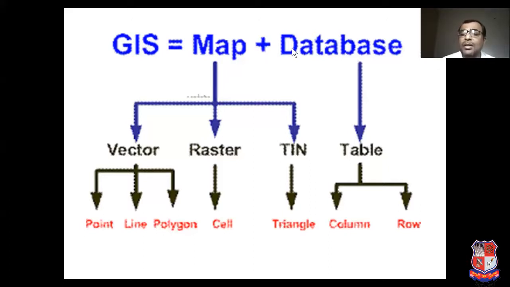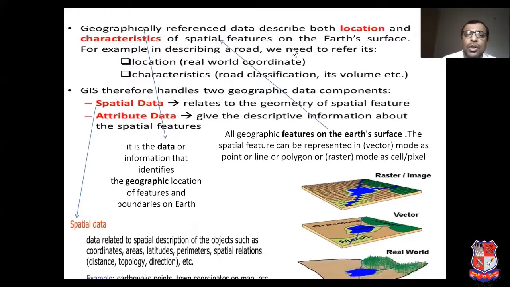Now next one is the database. Database means tables, tabular formats of the information, generally represented in columns and rows. Now, geographically referenced data describe both location and characteristics of spatial features that are located on the surface of the earth. Now first let us define these 2 terms: what is geographically referenced data and what are spatial features.